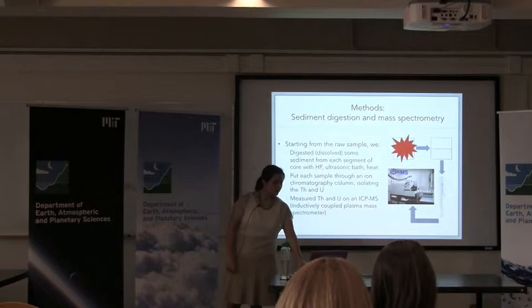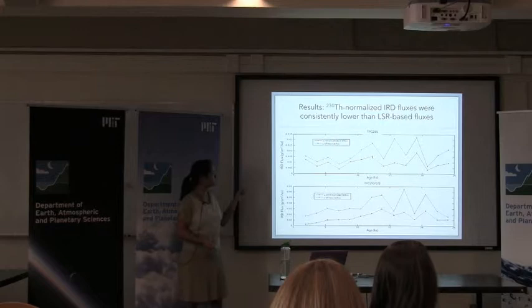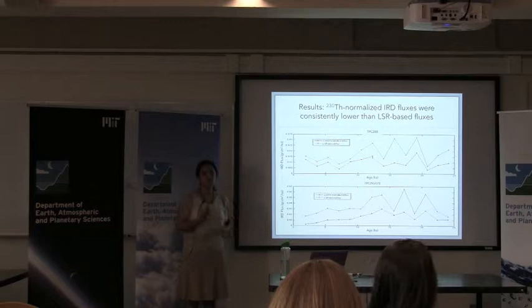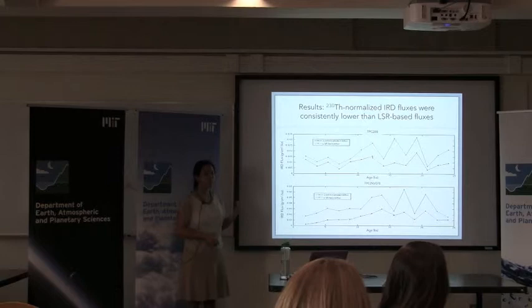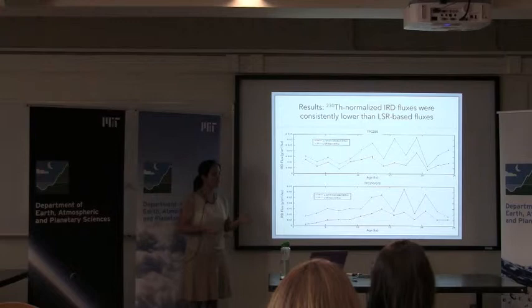So what were the results of this analysis? These are two plots showing the results from each core. The top plot is core 288, and the bottom plot shows core 290. The red line shows the fluxes that we calculated from the 230 thorium normalization, and the blue line shows the fluxes that we calculated from the linear sedimentation rate method. As you can see, the 230 thorium normalized fluxes were consistently lower than the linear sedimentation rate-based fluxes. But they do follow similar patterns. The signal seems to be more muted in the 230 thorium based fluxes.